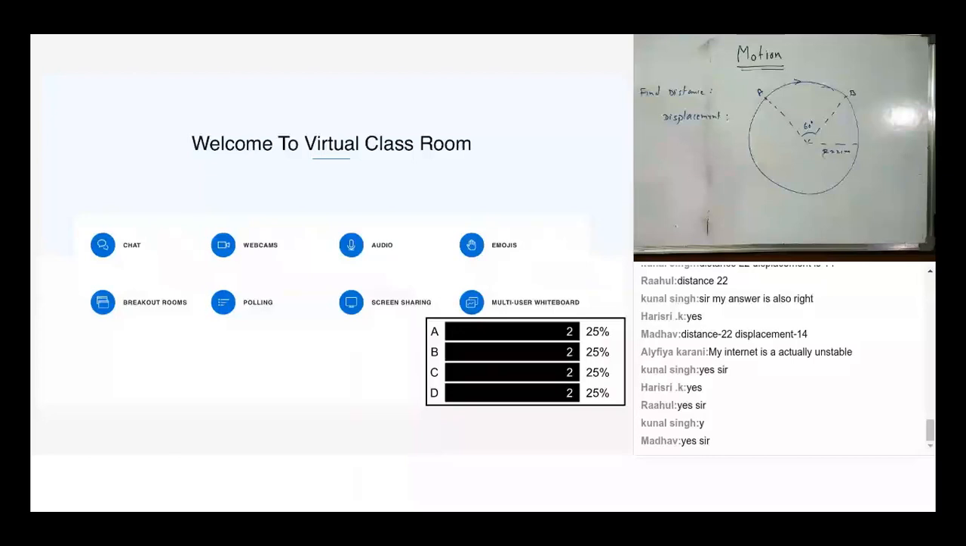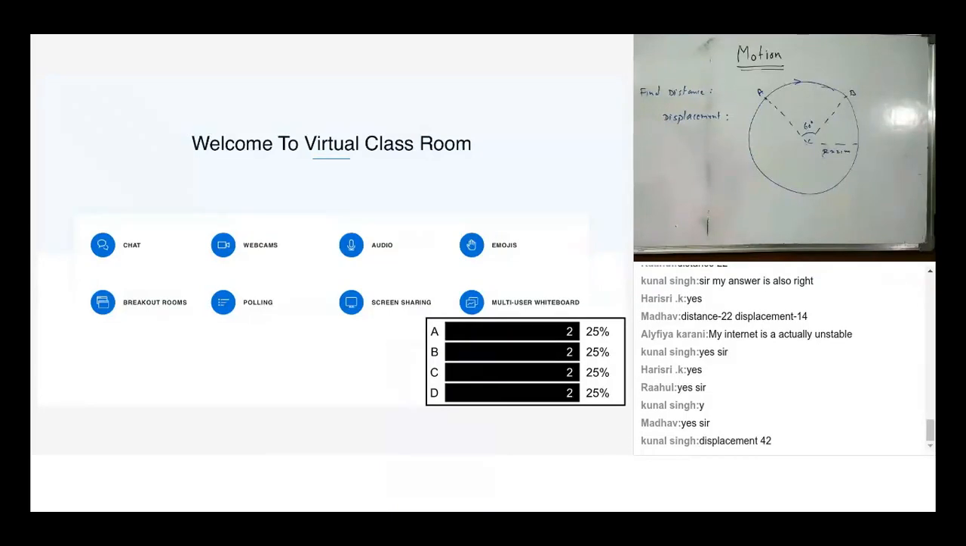Sir, distance and displacement is 11. Distance is 11. Okay, I don't know how to calculate it. I just gave you some numbers that came to my mind. I'll calculate in 2 minutes. Let everyone do it. Harishri, 21. Okay, let's see how to solve this.